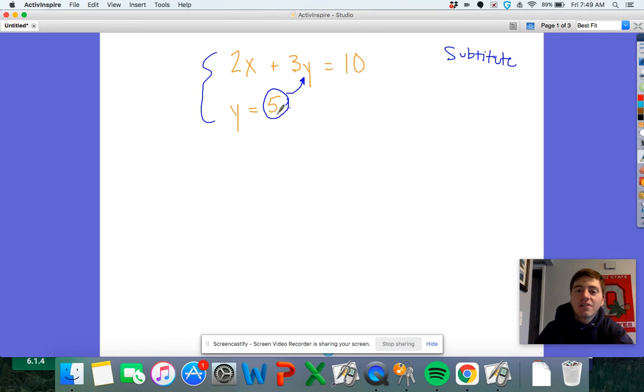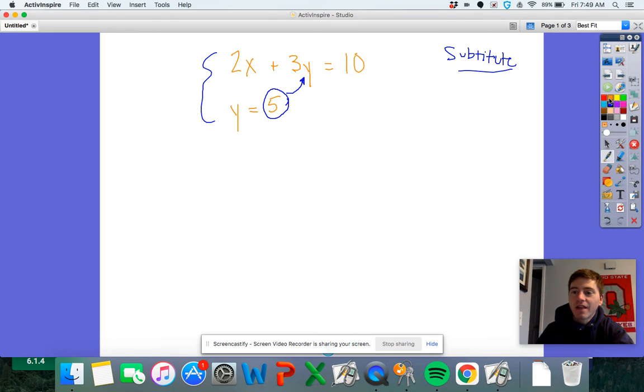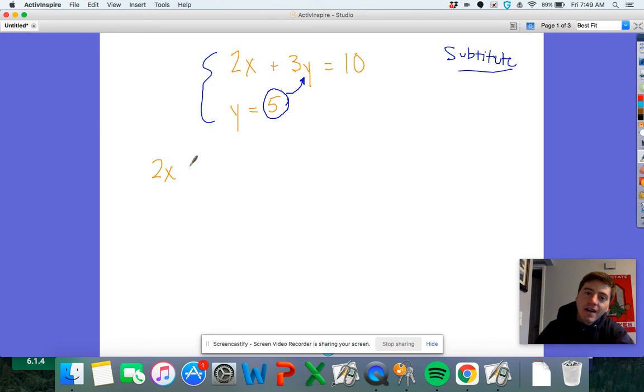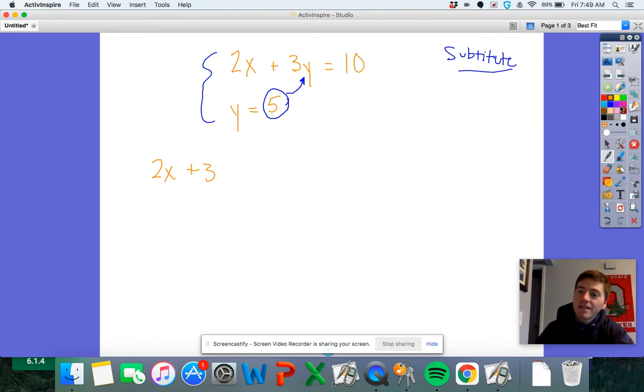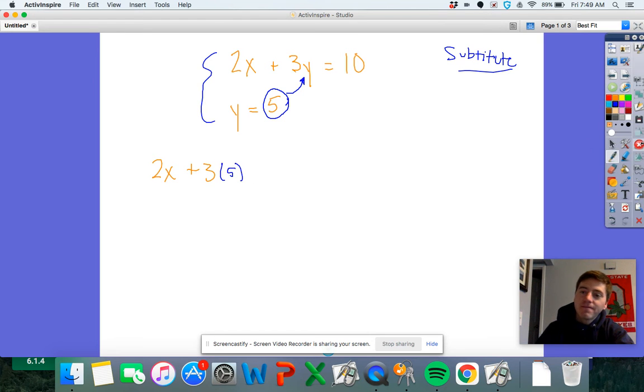Why are we allowed to do that? It's because y equals 5. Y is 5. So we don't have to write y. We can write 5 instead because y is 5. We'll substitute it. We'll take y out and we'll put 5 in its place because it's the same. Okay, so we can just rewrite this as 2x plus 3, and now instead of y, we're going to open a set of parentheses and put 5.